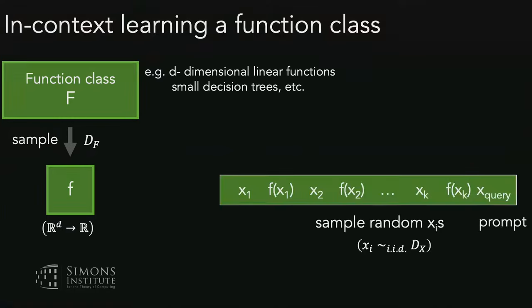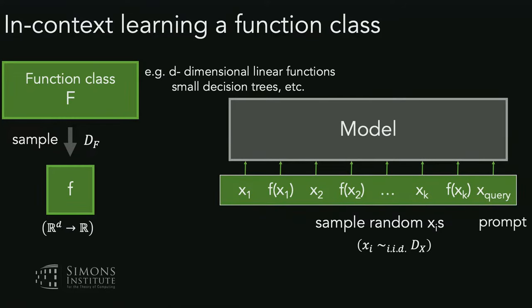Okay, so this is just the same slide. What function classes are we going to look at? Well, we're going to start by looking at the very simple function classes that a theorist might first write down. So we'll look first at just linear functions in d dimensions. We'll also look at learning the set of small decision trees, and we'll do a few other simple function classes.